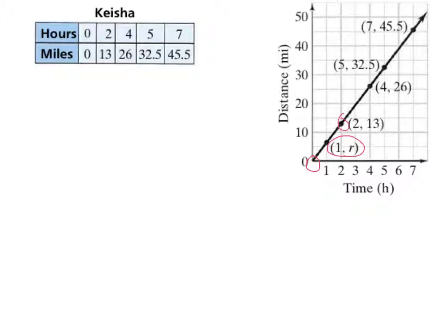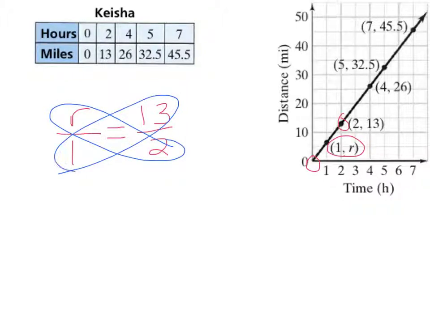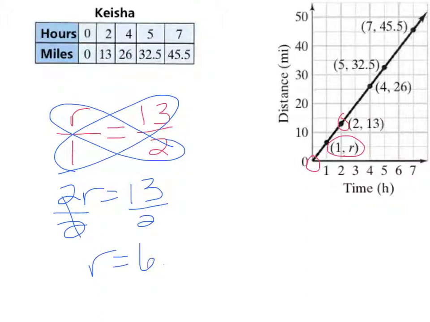The way you can figure that out using a proportion is you'll have r over 1 equals, and then just pick one of your points. So if we use the 2 and the 13, it would be 13 over 2. Then you can use your cross products and solve, which gets us to 2r equals 13. Divide both sides by 2, and that gets us again to 6.5. So we solved for r, so r equals 6.5.